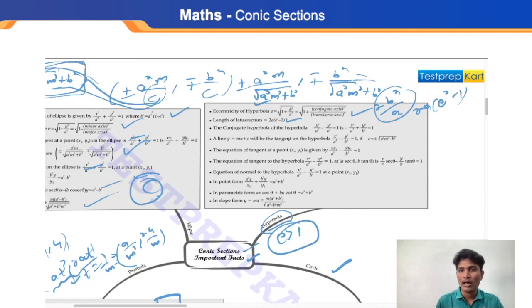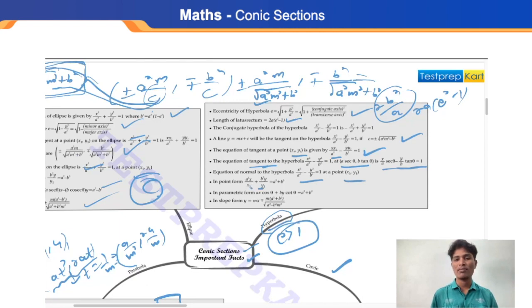I already explained the condition for tangent, that c should be equal to plus or minus root of a square m square minus b square. And the equation of the tangent at a point is given as x x1 by a square minus y y1 by b square is equal to 1. The equation of the tangent at the parameter is x by a secant theta minus y by b tan theta equal to 1. These things are very important. And the equation of the normal at this point is given as a square x by x1 plus b square y by y1 equal to a square plus b square.